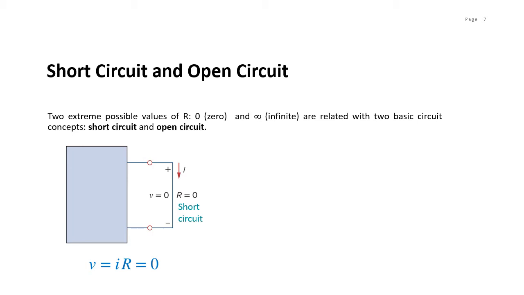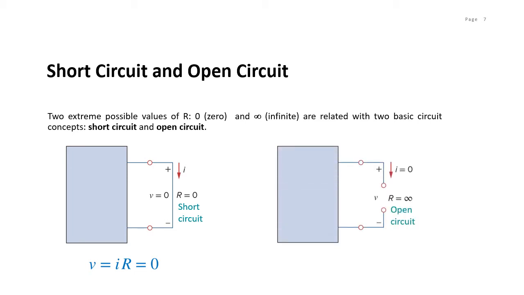Similarly, an element with R equals infinity is known as an open circuit, as shown here. For an open circuit, I equals the limit as R tends to infinity of V over R, which becomes 0. This indicates that the current is 0, even though the voltage could be anything. Thus, an open circuit is a circuit element with resistance approaching infinity.